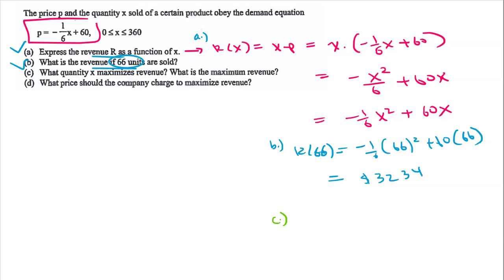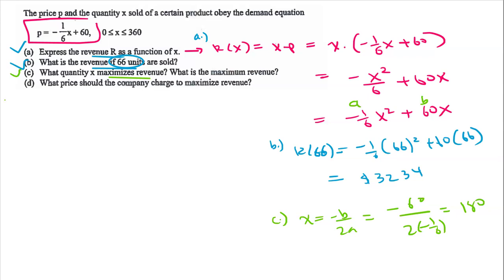All right, part C. It says what quantity X maximizes the revenue. Anytime it's dealing with maximizing, we use the formula X is equal to negative B over 2A, just like we did before. So this will be our A, and then that will be our B. So this will be negative 60 divided by 2 times negative 16. So that's going to give us 180. There's our X is 180.